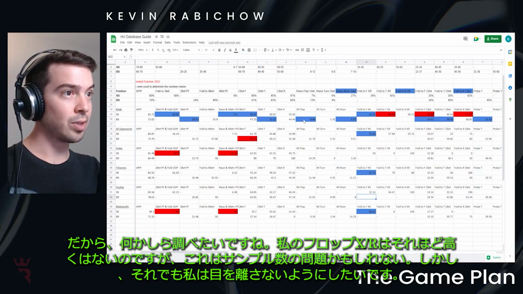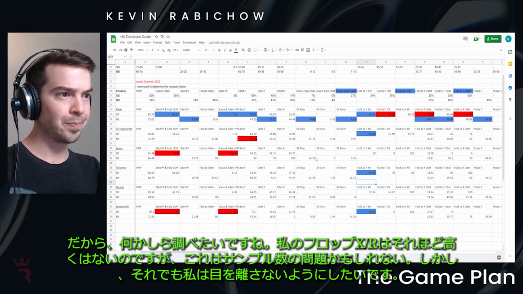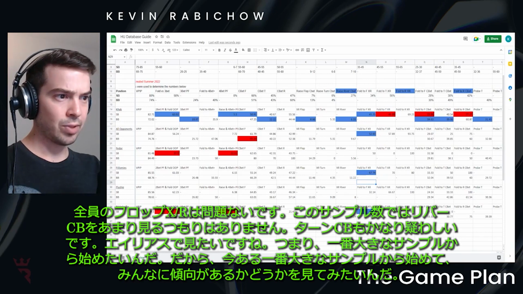Now, knowing myself that my flop check raise is not that high, this could have been a sample size issue, but still something that I want to keep an eye on. Everyone's flop check raise was good. I'm not going to be looking too much at river c-bet over this sample. Even turn c-bet is very questionable.